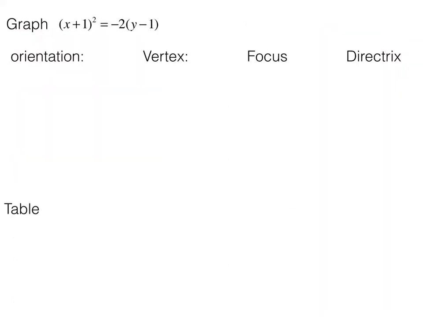We're going to graph (x plus 1) squared equals negative 2 times (y minus 1). The first thing you need to do is determine your orientation. Since the x term is squared, it's going to be a vertical orientation. And since this term in front of the y is negative, it's going to open down.